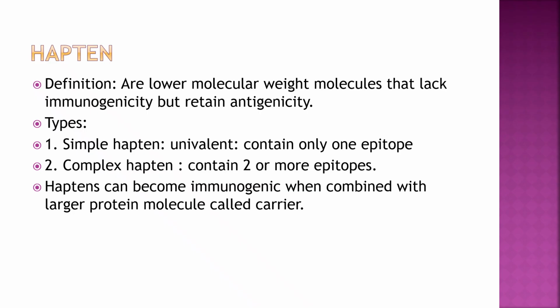Now we will see incomplete antigen, that is hapten. So the definition is, they are low molecular weight molecules that lack immunogenicity but retain antigenicity. So there are two types again. One is simple hapten and second is complex hapten. Simple hapten is univalent, contains only one epitope, that is antigenic determinant, and complex hapten contains two or more epitopes. Haptens can become immunogenic when combined with a larger protein molecule called carrier. Means they can produce antibody when they combine with other protein molecules.